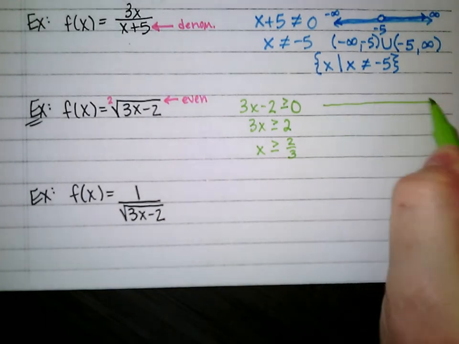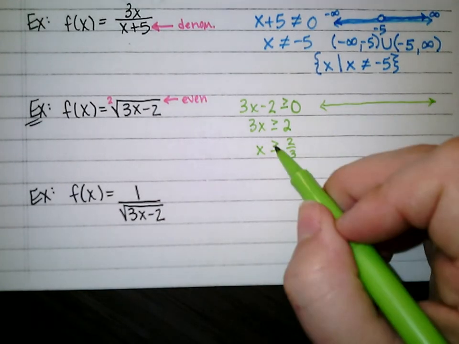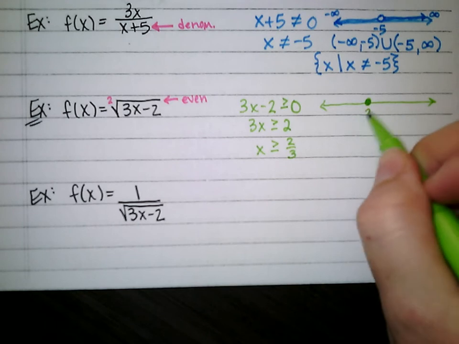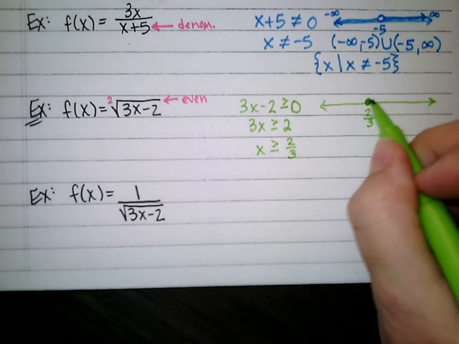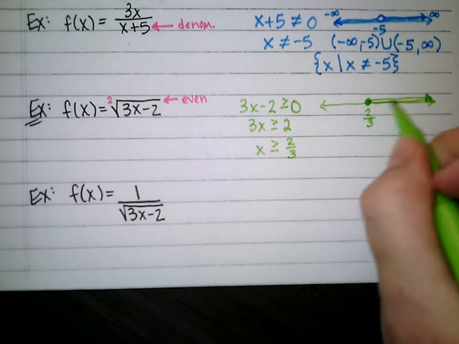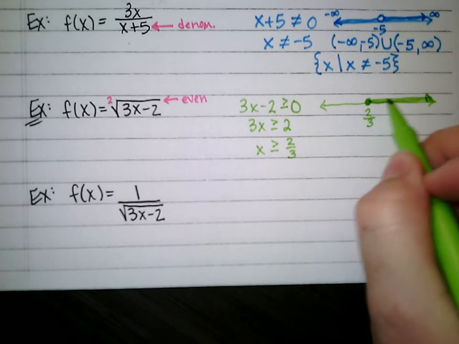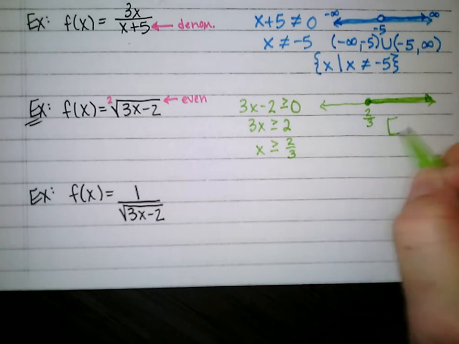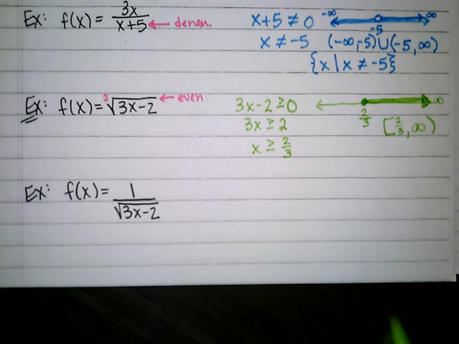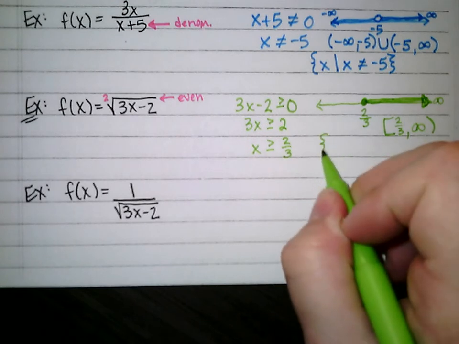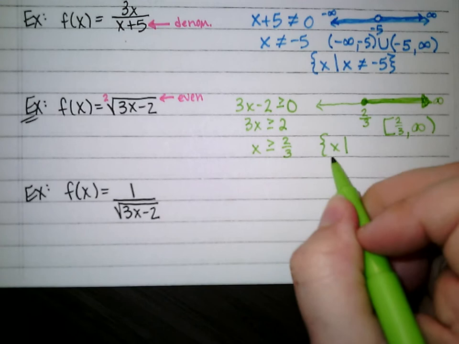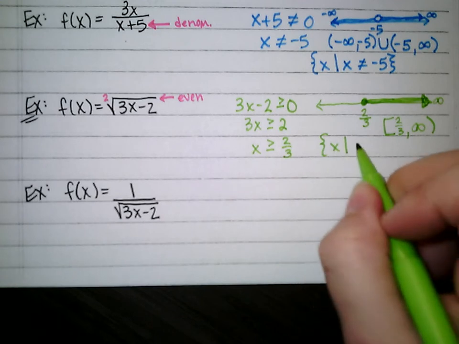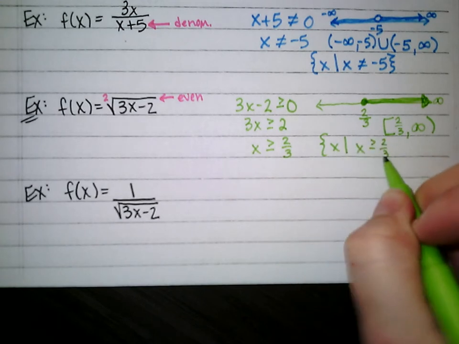On a number line, that would put us at 2/3, which since it's greater than or equal to, is a closed circle at 2/3, and then greater than that. So that would give us interval notation, one shaded region, so one interval. We would go bracket, because we're including 2/3, 2/3 to the arrow over here, which is infinity. In set builder notation, curly brace x, so the set of all numbers x such that x is greater than or equal to 2/3.